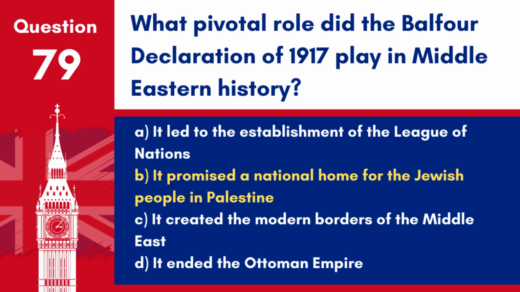Answer: B. It promised a national home for the Jewish people in Palestine. The Balfour Declaration of 1917 played a pivotal role in Middle Eastern history by expressing British support for the establishment of a national home for the Jewish people in Palestine, influencing the eventual establishment of Israel.